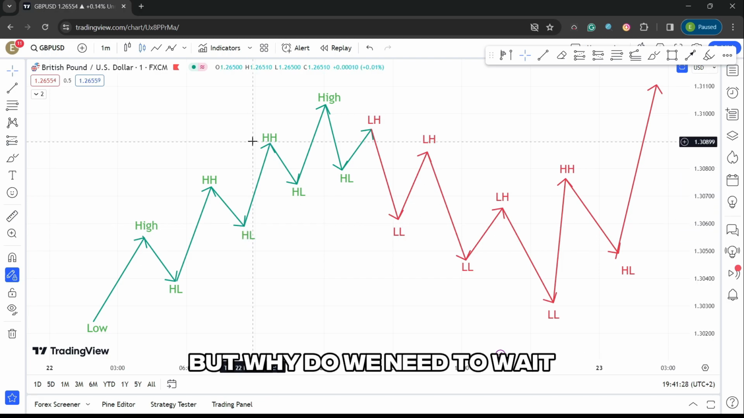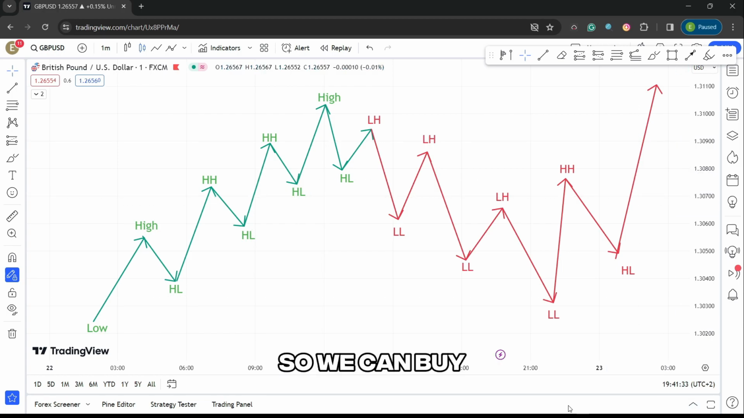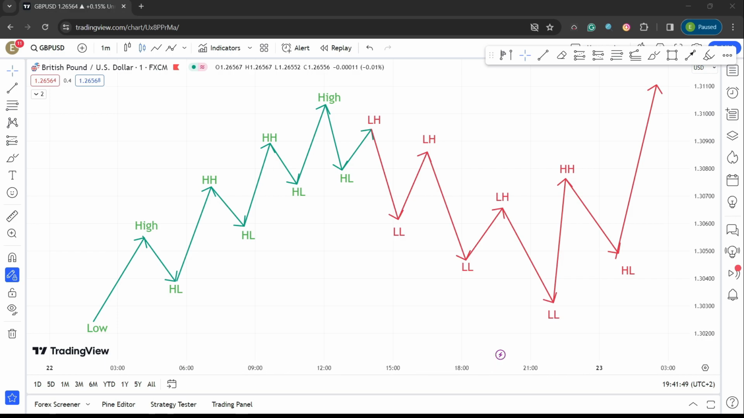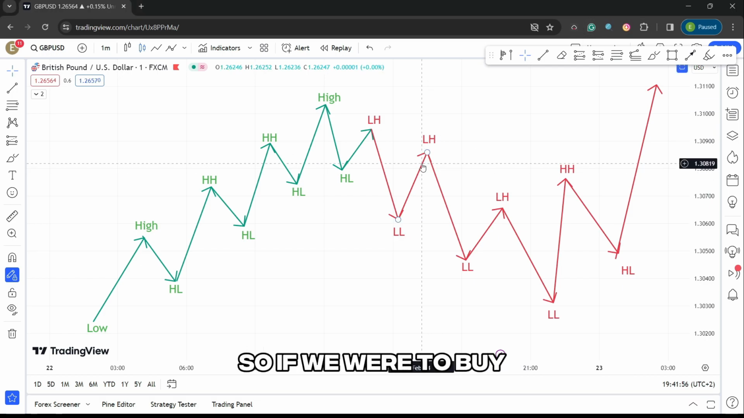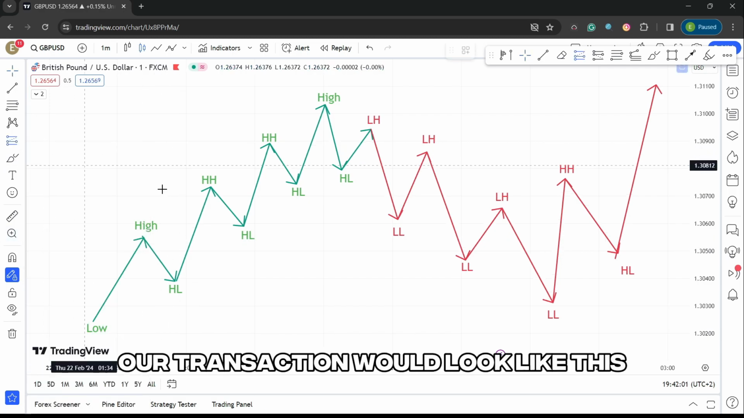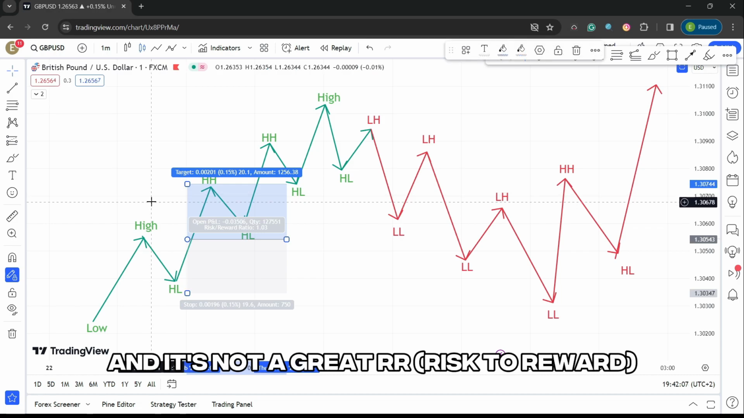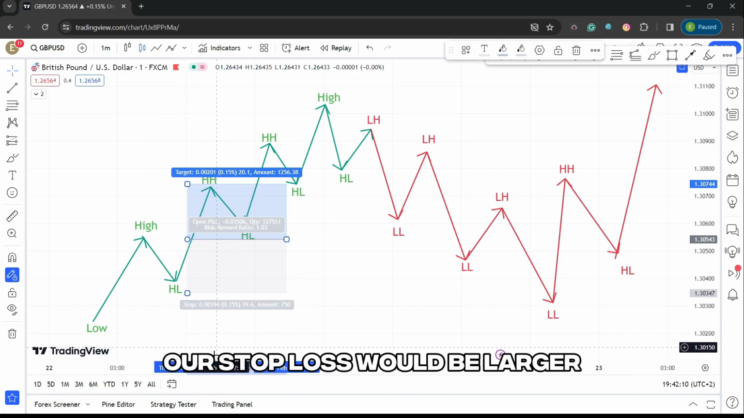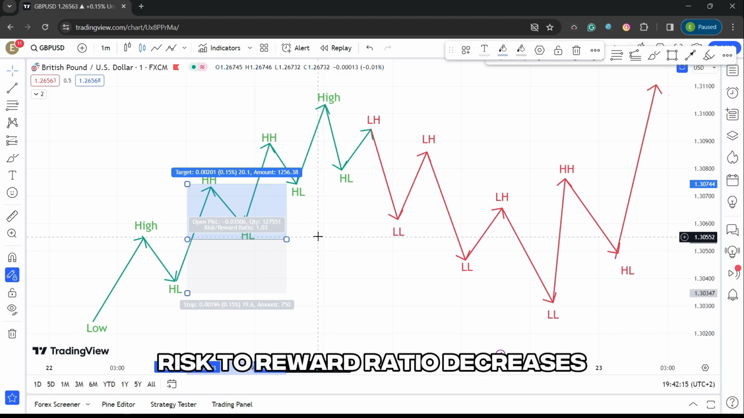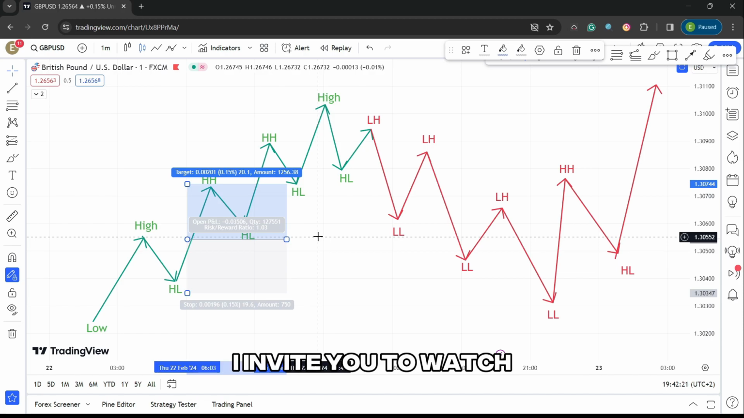But why do we need to wait for a higher low to be formed so we can buy? Because every trader wants to have smaller stop losses and larger profits. If you don't know what a stop loss is, you can check our previous video. So if we were to buy when we break above this high, for example, our transaction would look like this, and it's not a great RR. Okay, our stop loss would be larger, automatically the risk is higher, and the risk to reward ratio decreases. Again, if you don't know what the risk to reward ratio is, I invite you to watch the first video.